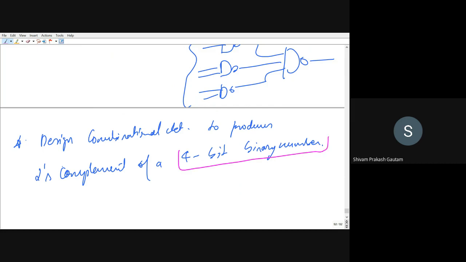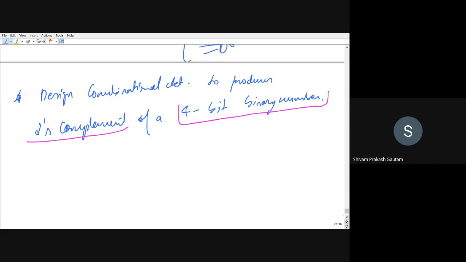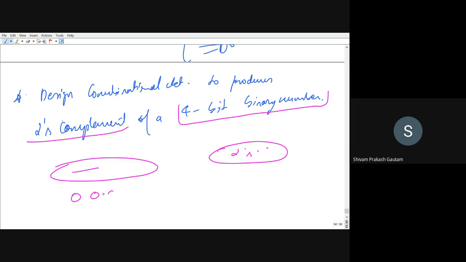What you have to do is design a combinational circuit. For each binary number, it will produce its 2's complement, right? I will just give you a brief input. So you can write here the 4-bit binary number, and the corresponding 2's complement number you can write here. Like for 0000, the 2's complement of 00.